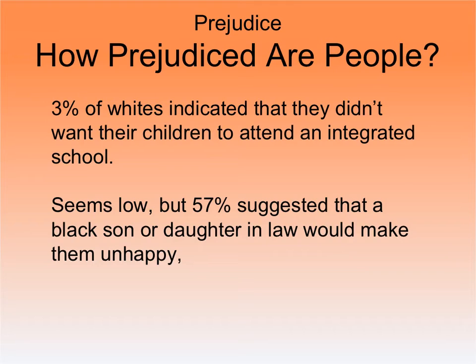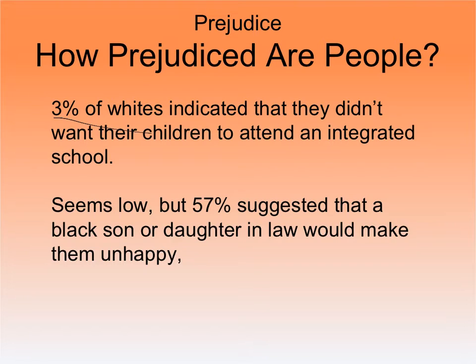In other respects, though, it's almost more dangerous today in that fewer people are openly calling themselves racist or white supremacists, although of course that still exists. But prejudice might be more subtle, more kind of hidden. So here's an example of that. 3% of white individuals indicated they did not want their children to attend an integrated school, meaning a school with white and black, Hispanic, Asian, all races together in one school. So that would be more of a classic example of what 60s racism was like.